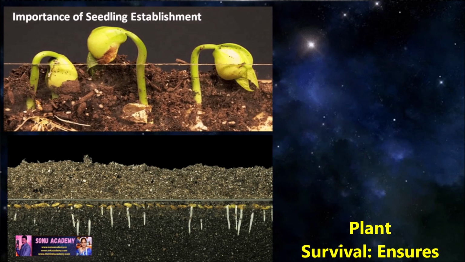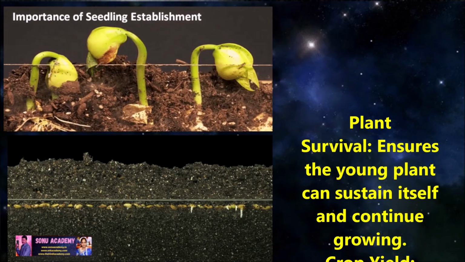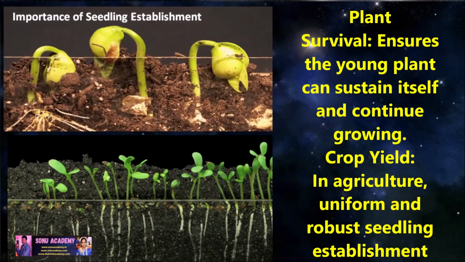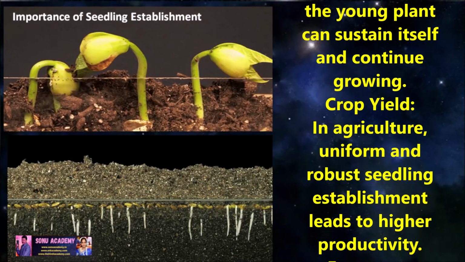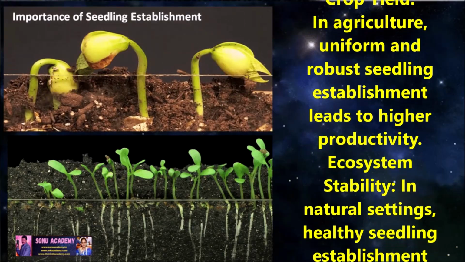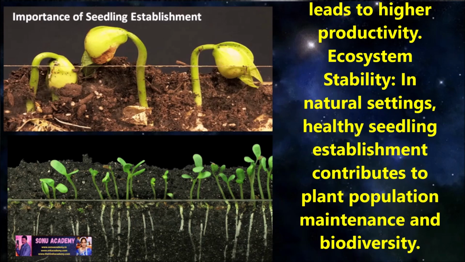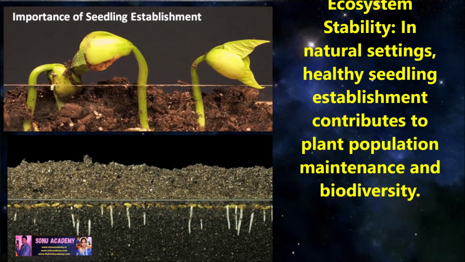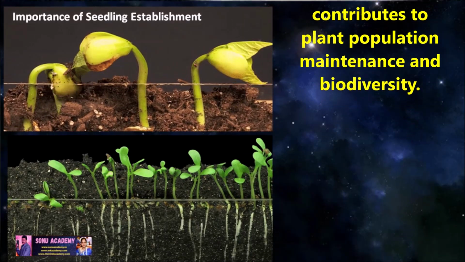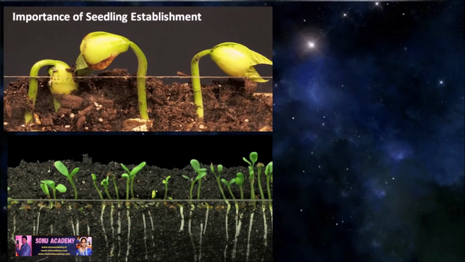Children, now let us see the importance of seedling establishment. First, plant survival. Successful seedling establishment is crucial for plant survival, which ensures that the young plant can sustain itself and continue growing. Second one is crop yield. In agriculture, uniform and robust seedling establishment leads to higher productivity. Third one is ecosystem stability. In natural settings, healthy seedling establishment contributes to plant population maintenance and biodiversity.